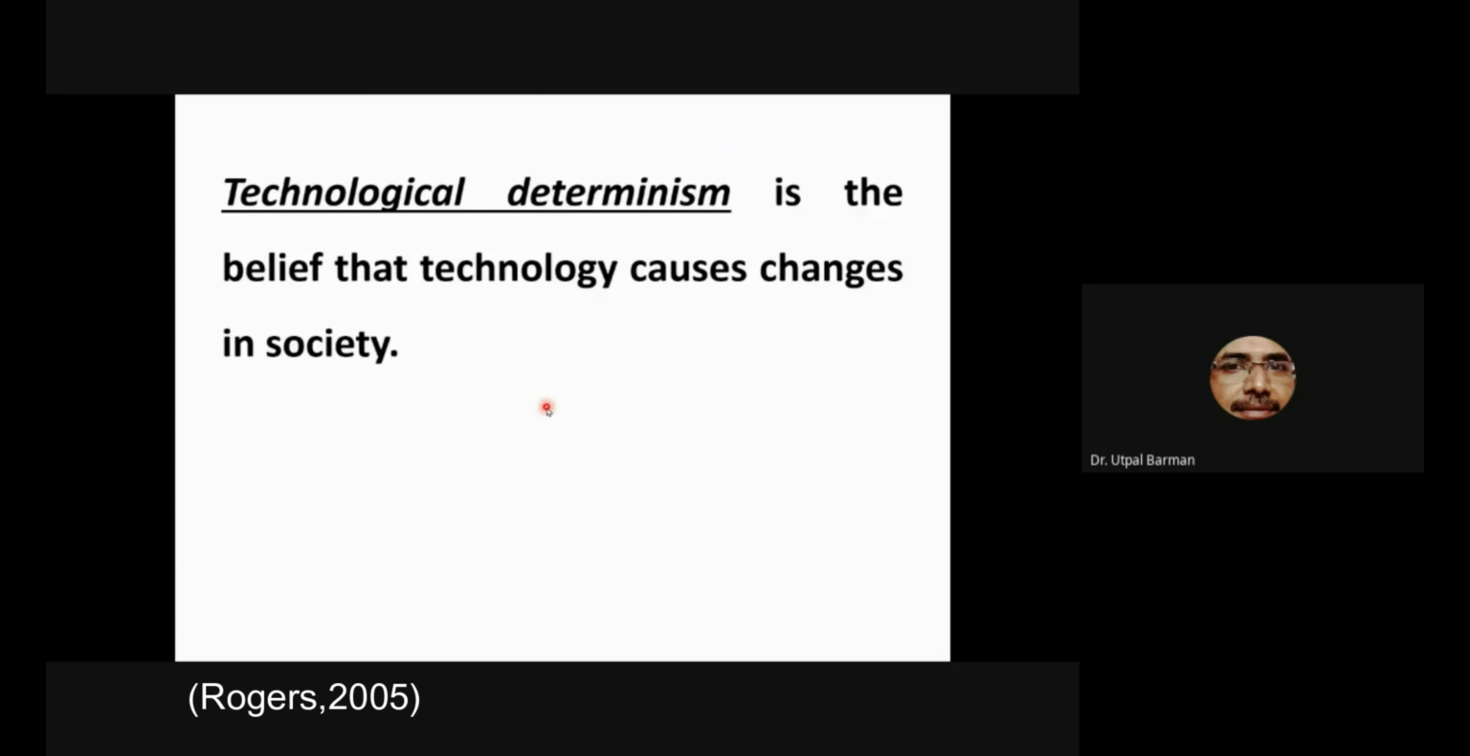Actually, the main thing is that the society controls the technology, and according to their need, the technology is developed. And because of that, social determinism or social construction of technology, that actually based on the need of the society, technologies are developed.